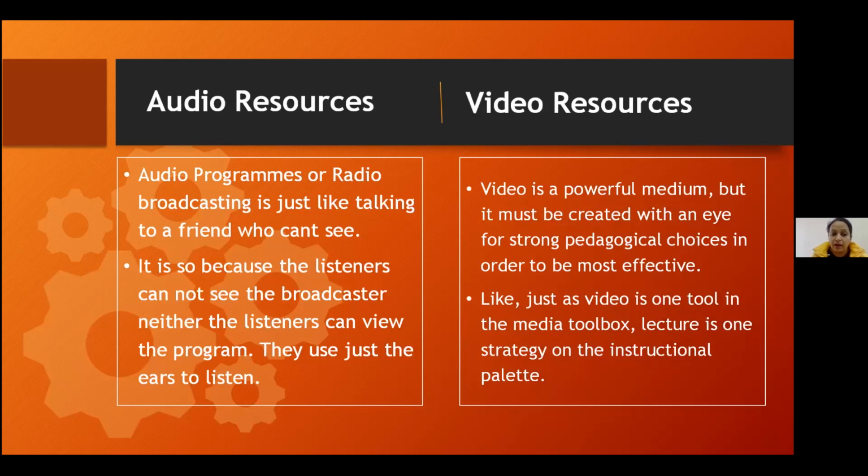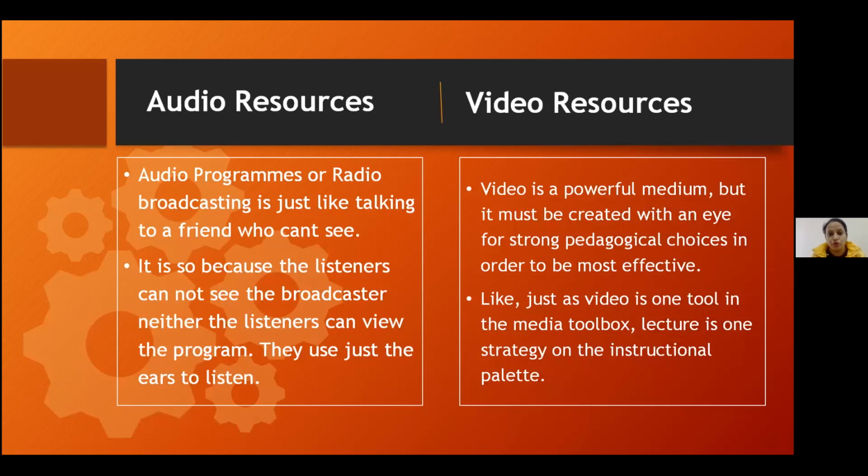So when we are developing an audio resource, the broadcaster or the speaker has to keep in mind that they cannot see you. So every aspect of the communication has to come through the words. That means if they have to laugh or if they have to cry, the broadcaster has to laugh and cry with them over the microphone. But in video, our expression helps us a lot in explaining the actual situation.